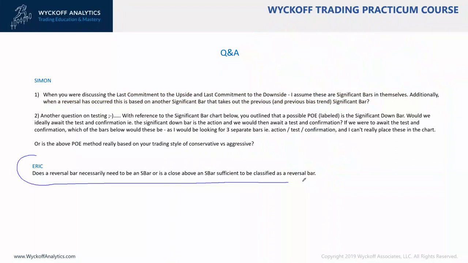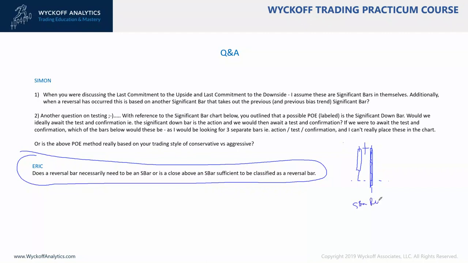I want to jump to Eric's question here right away. Eric is asking, does a reversal bar necessarily need to be a significant bar, or is a close above a significant bar sufficient to be classified as a reversal bar? So we're discussing a situation where we have that last commitment to the upside, maybe some other bars, and then a big bar to the downside, a significant bar that commits below, right? So we see that commitment below this line. So this is our significant bar reversal.